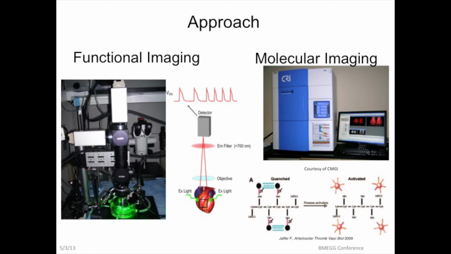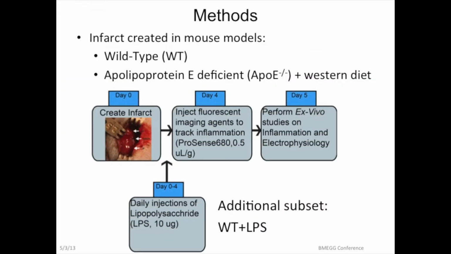We also try to correlate that with molecular imaging of inflammation, where we use an activatable protease fluorescent agent that only becomes optically active once it's been cleaved by a specific series of inflammatory cytokines, secreted predominantly by the inflammatory macrophage. Okay, so here's just an overview of our protocol.